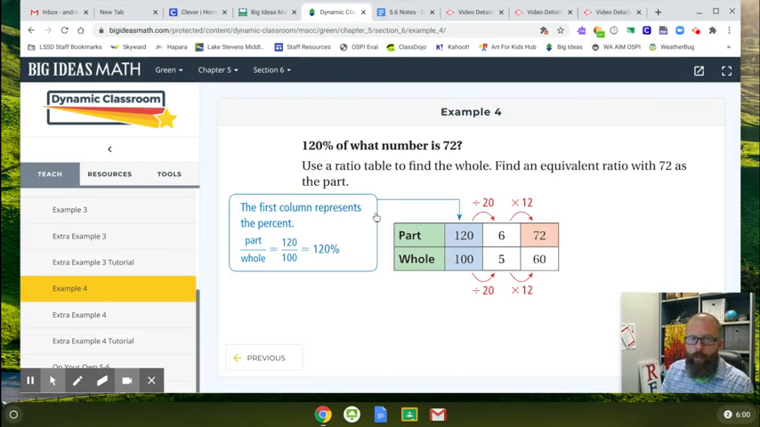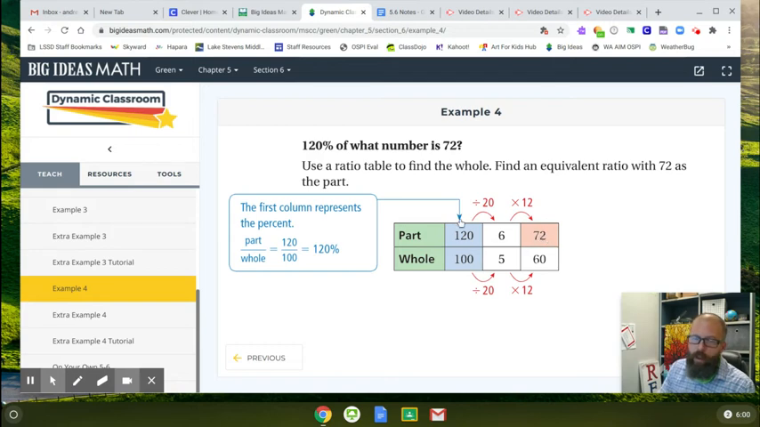So the first column represents the percent. Remember how we did this last time, the part and the whole. Man, I know this is a little confusing because how can you have more than the whole? And the part is more than the whole, like when you're talking about profits usually. Like if you own a business, then your profits could be more than 100%. So pretend like this is 120% profit. So we turn this into 120 over 100, and we're looking for 72 on the top.